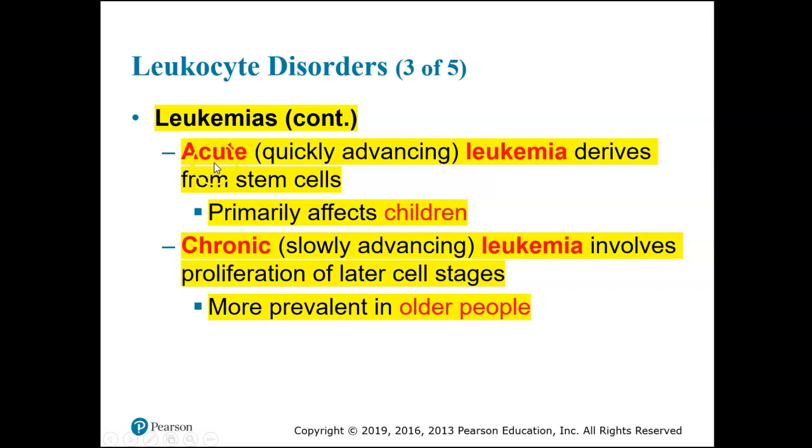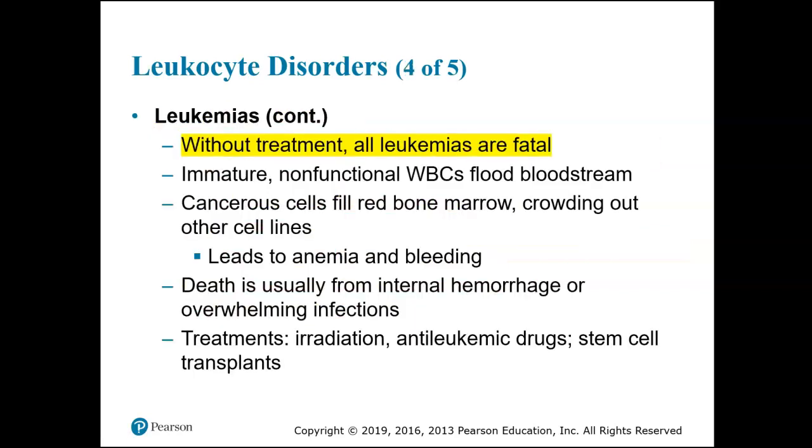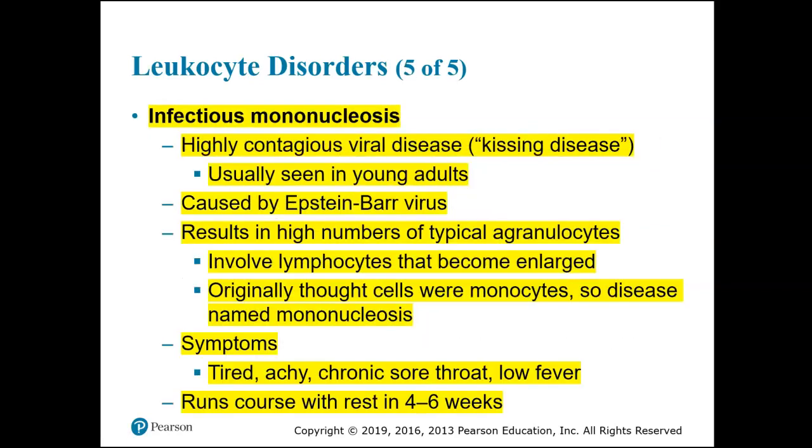Leukemia is called acute when it is quickly advancing, and it is derived from the stem cells of the leukocytes, primarily affects children. And leukemia is chronic or slowly advancing when it involves the later cell stages, and that is more prevalent in older people. Without treatment, all leukemias are fatal.